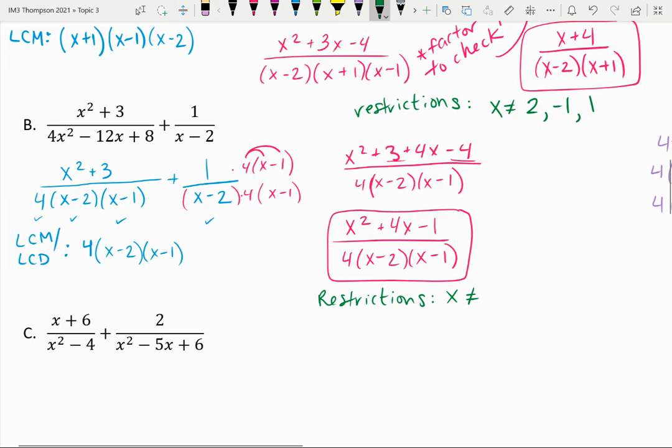So I take a factor that does have an x. X minus 2 cannot be 0. Therefore, x cannot be 2. X minus 1 cannot be 0. Therefore, x cannot be 1. So I have only those 2 restrictions this time.